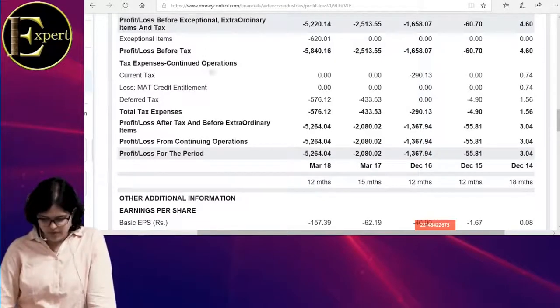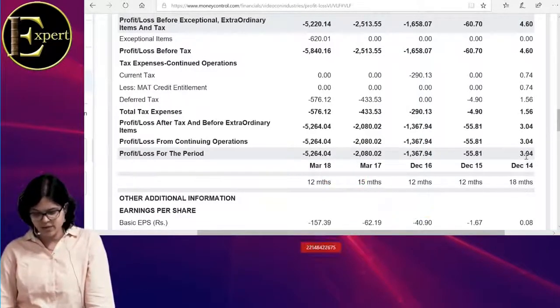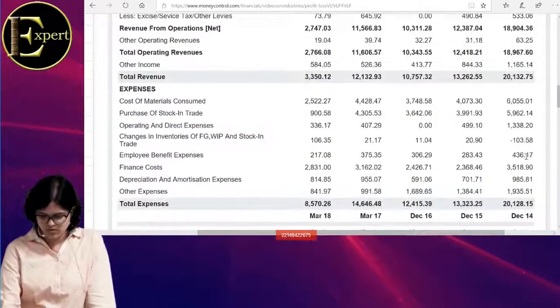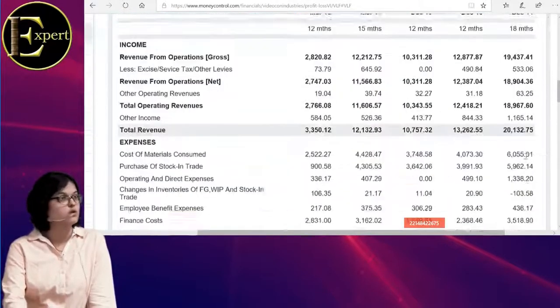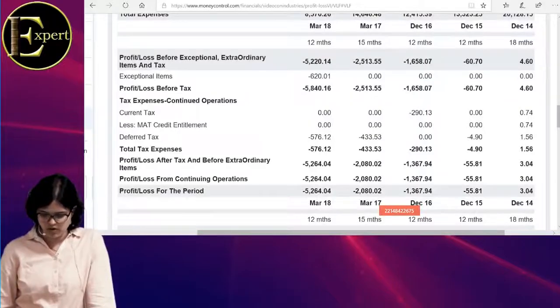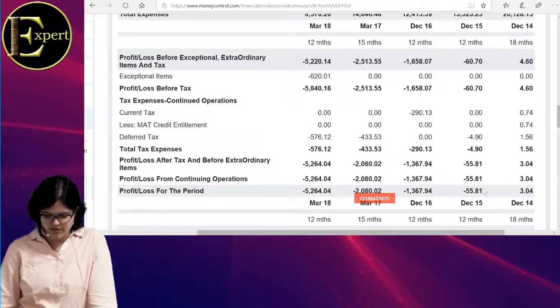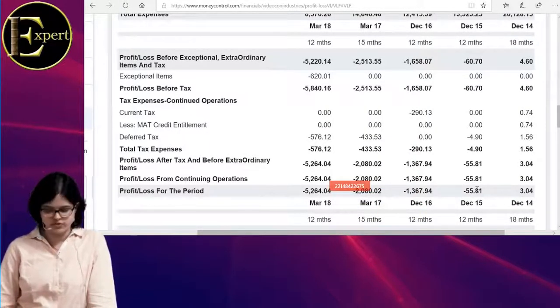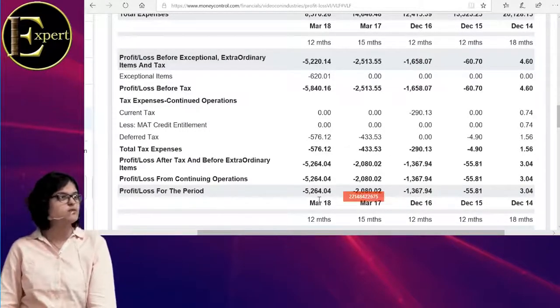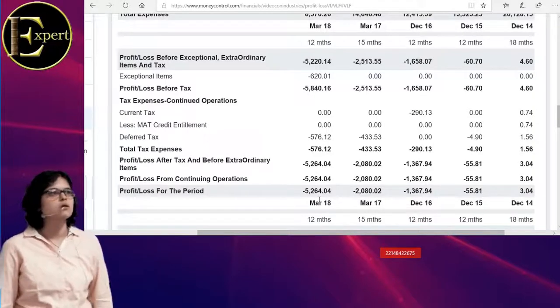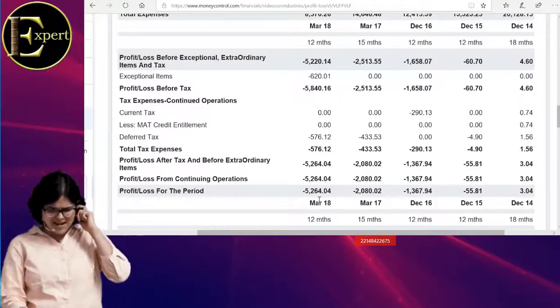See, profit or loss for the period. It's in December 2014. It was, is it in crores? Yes, in crores. 5 years ago, Videocon, 3 crore profit. Next year, 55 crore loss. 1,300 crore loss, 2,080 crore loss, 5,200 crore loss. Standalone parameter, don't see anything else.